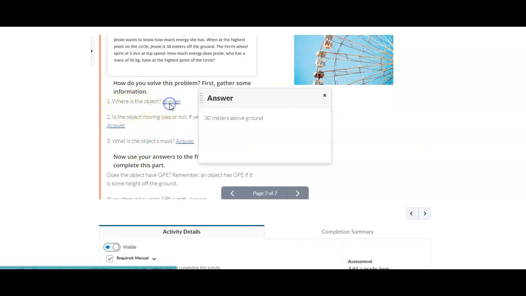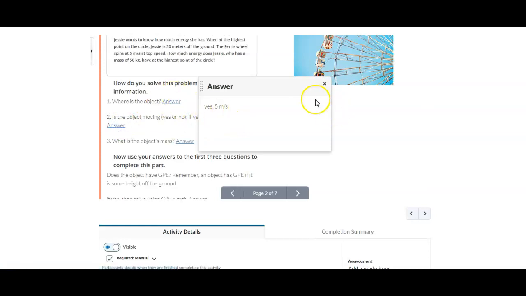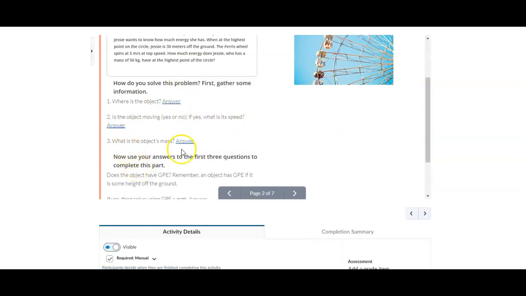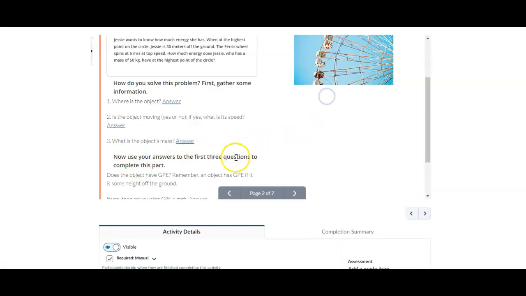Where is the object? It's 30 meters above ground, so we know it has some height. Is the object moving? If it is, what is its speed? Yes, we have that. It's 5 meters per second. And what is the object's mass? We know that it's 50 kilograms.